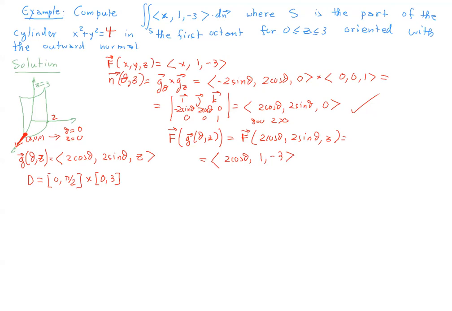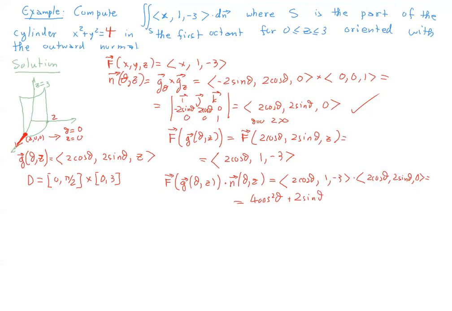And when I take the dot product of the pullback with the normal vector, that will give me 2 cosine theta, 1, negative 3, dot 2 cosine theta, 2 sine theta, and 0. And this is equal to 4 cosine squared of theta plus 2 sine theta.